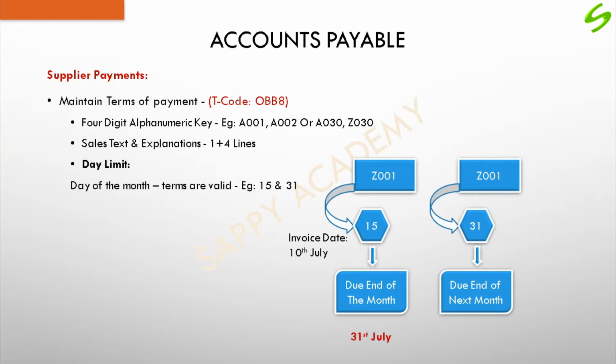Let us look at the next example. My invoice date is 20th July. That means it is after 15 but before 31. As for the payment term, in the second segment, it says due end of next month. That means my due date will be 31st of August, not July. So this is how we can use day limit to define multiple segments in a single payment term.